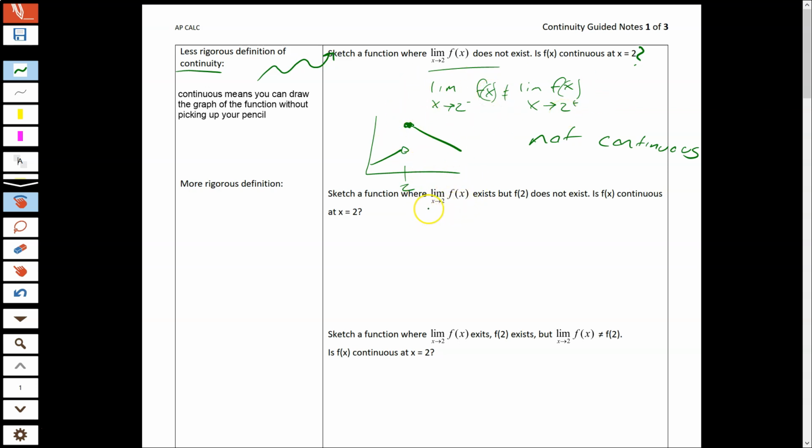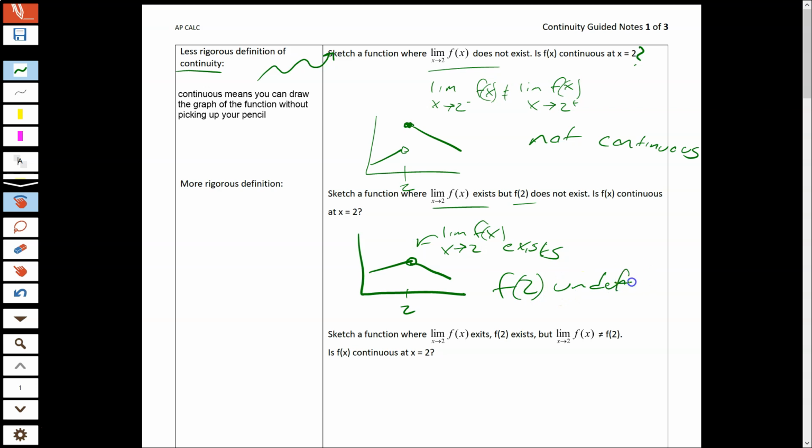Okay? Now we want a function where the limit exists, but f of 2 does not exist. So that means the function is not defined, but my curve otherwise meets up at that point. So something like this, if this is x equals 2, you'd have an open circle. Make sure your circle is an open circle at x equals 2. Okay, so this means that my left and right limits are equal to each other, so the limit of f of x at 2 exists, but f of 2 is undefined. And obviously, again, because we have this hole, this is not continuous.